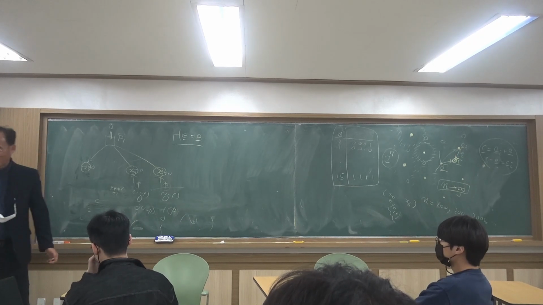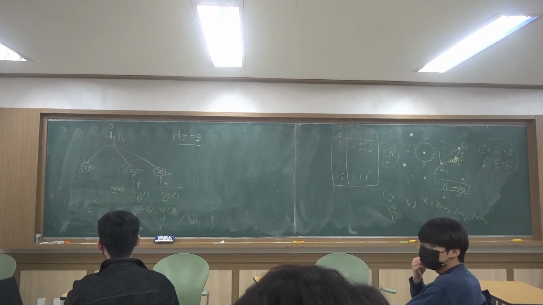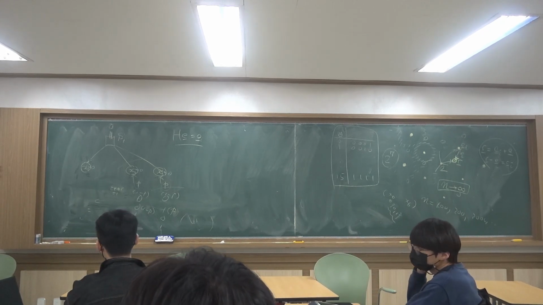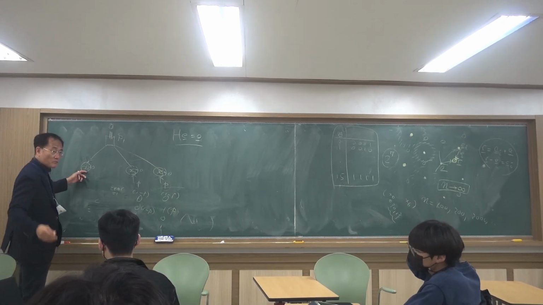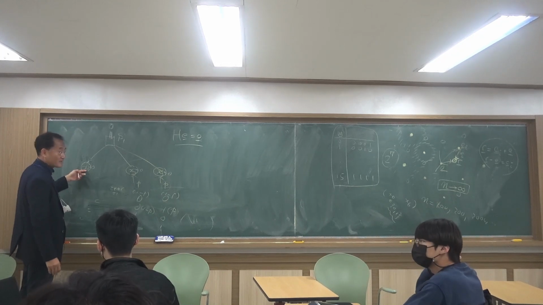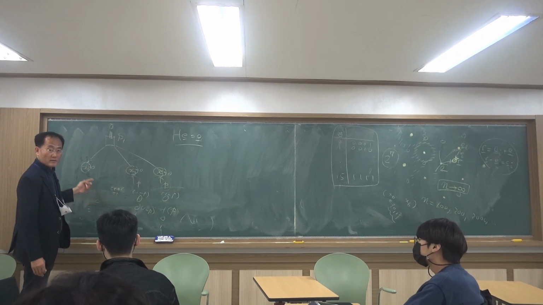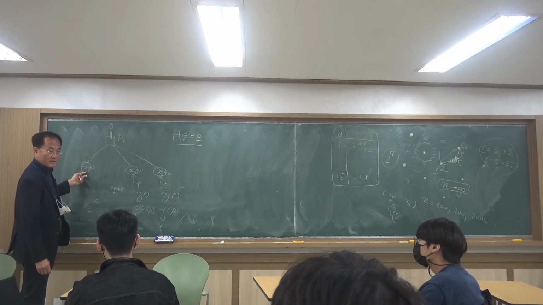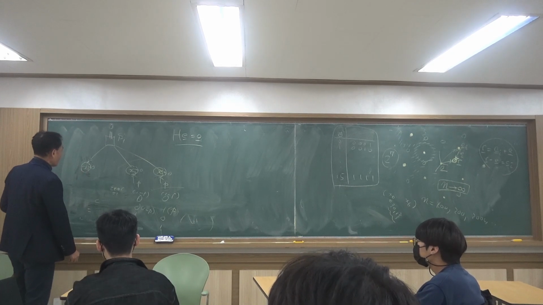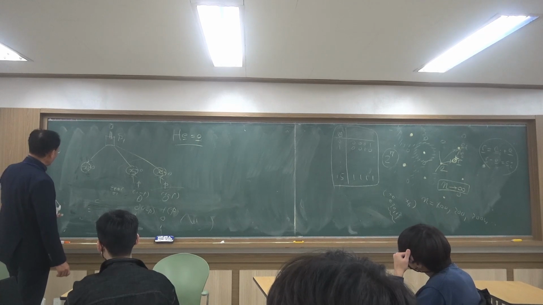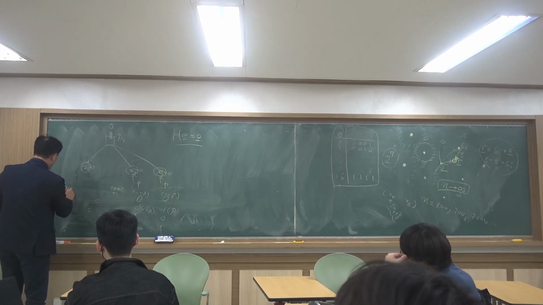So as Minseok says, this has to be no error, right? Both of them no error. This has to be no error, right? Then what is the probability that x1 is equal to 0?